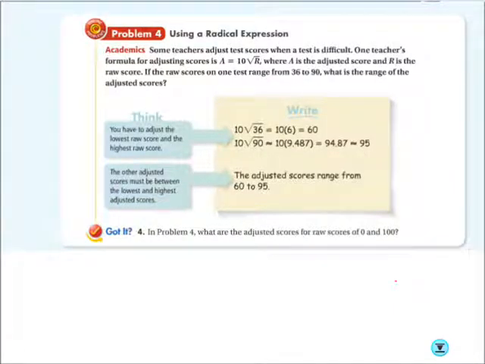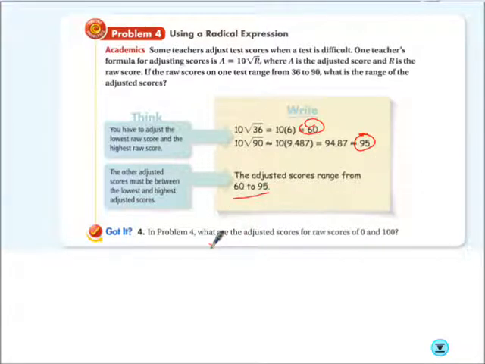Using a radical expression, so some teachers adjust test scores when a test is difficult. One teacher's formula for adjusting the scores is a equals 10 times the square root of r, where a is the adjusted score and r is the raw score. If the raw score on one test ranged from 36 to 90, what is the range of adjusted scores? Okay, so they take the raw score, 36, put it in here, the square root of 36 is 6, 10 times 6 is 60, so that's the low end. Then we take 90, the square root of 90 is about 9.487, multiply that by 10, and we get about 95. The adjusted scores range from 60 to 95.